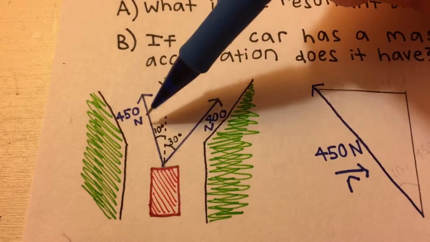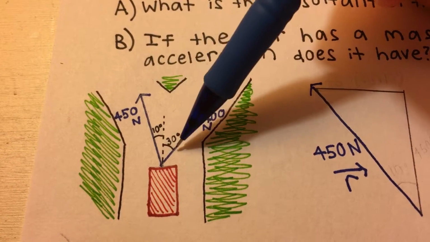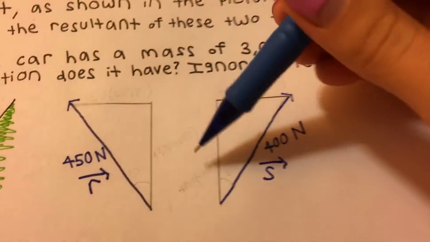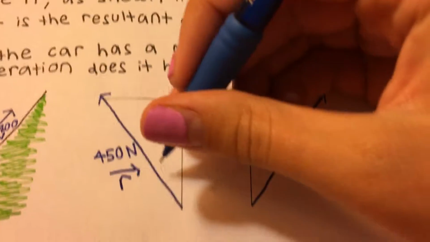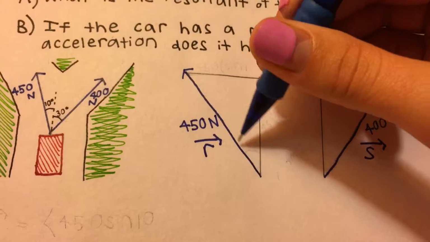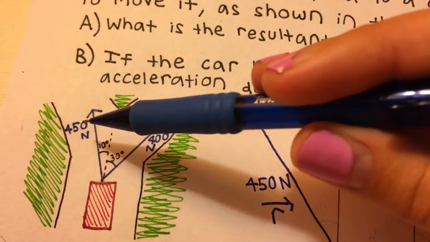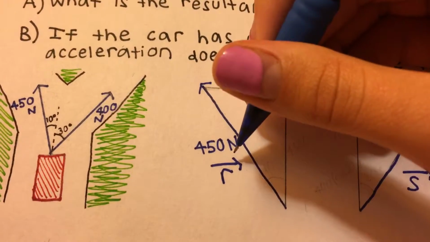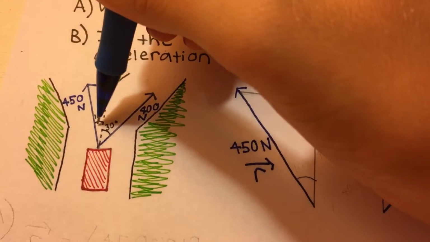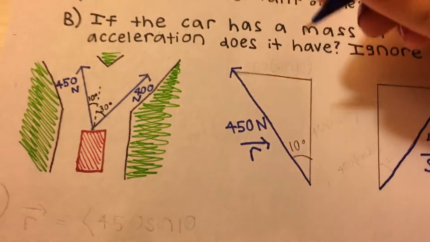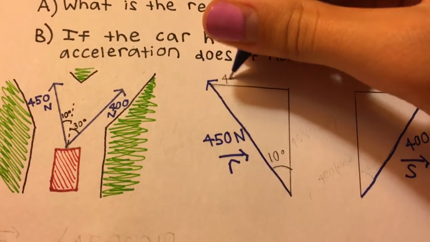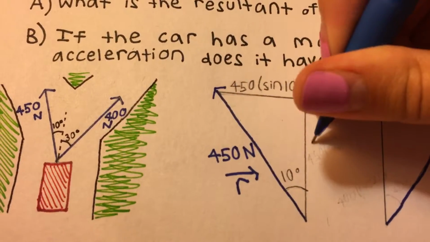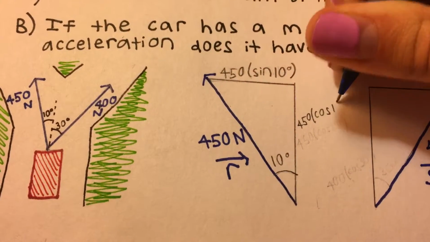So to find the vectors of these two forces, since they're going at angles, 10 degrees and 30 degrees, we need to find the x and y components for each vector. So I already drew triangles over here. So let's say this is our force of 450 newtons, and we're going to call it R just to clarify while we're doing work. So the angle, as we can see from our diagram, is 10 degrees, and up here it'll be 450 times sine 10 degrees, and down here will be 450 times cosine 10 degrees.